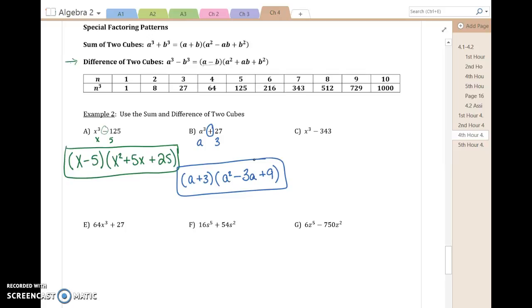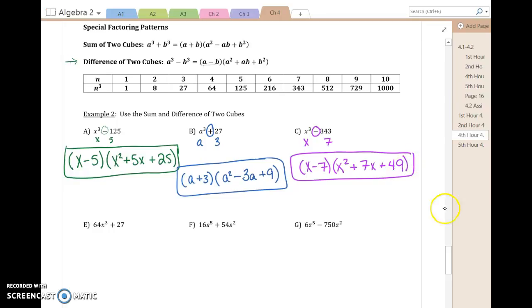So try C on your own. So we've got x and 7, and it's a difference of two cubes. So x minus 7, x squared plus 7x plus 49. How did you do?